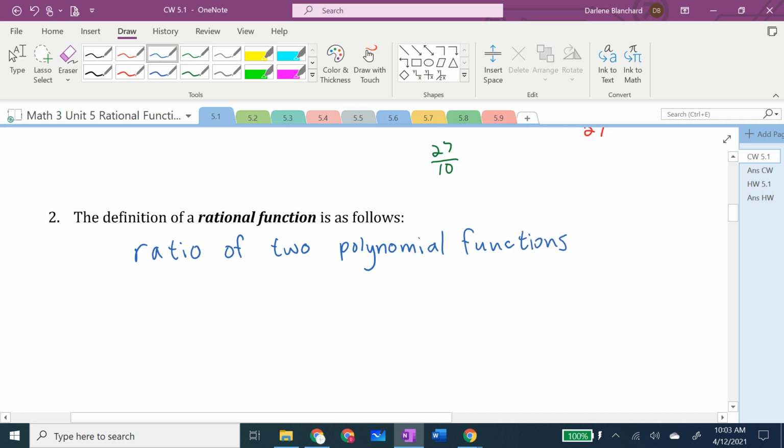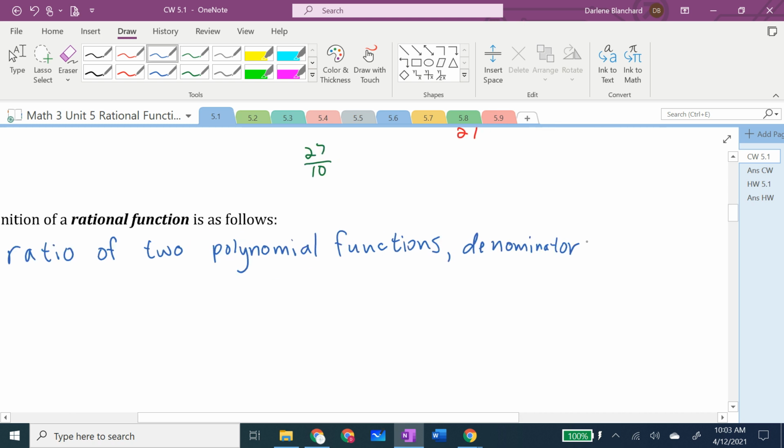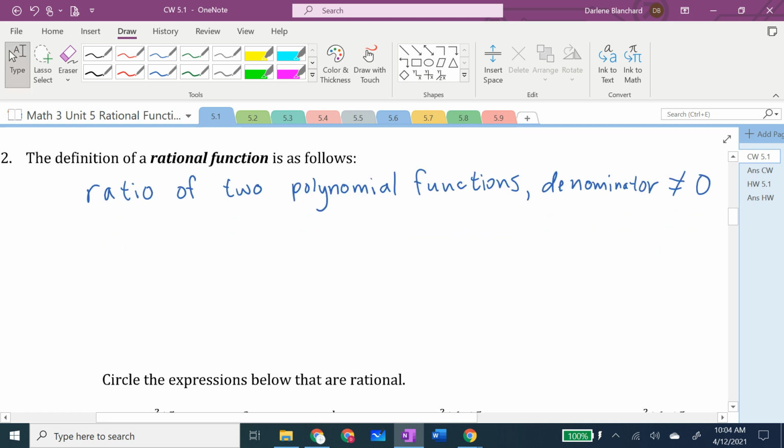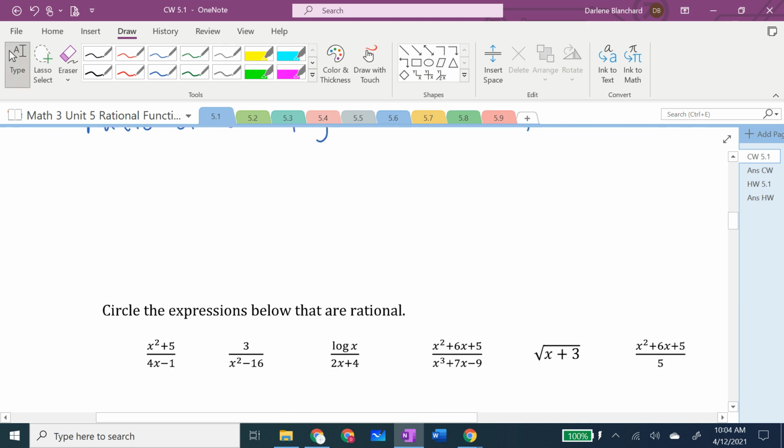Provided that the denominator is not 0. So you have some expressions below, and you need to figure out which ones are rational functions. Take a look at those.